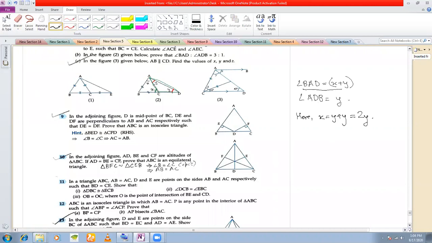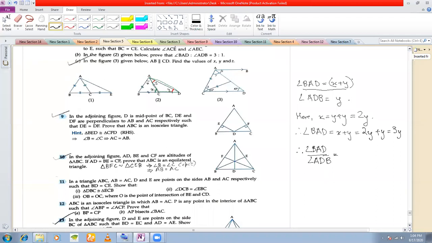Now come back to this relation. Therefore, angle BAD is equal to x plus y. And what is x? It is 2y. So put the value: 2y plus y, you get 3y. So therefore, what is the ratio? Angle BAD by angle ADB.